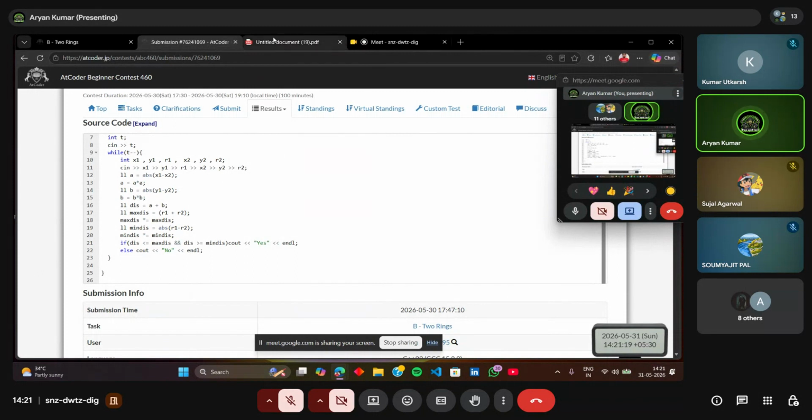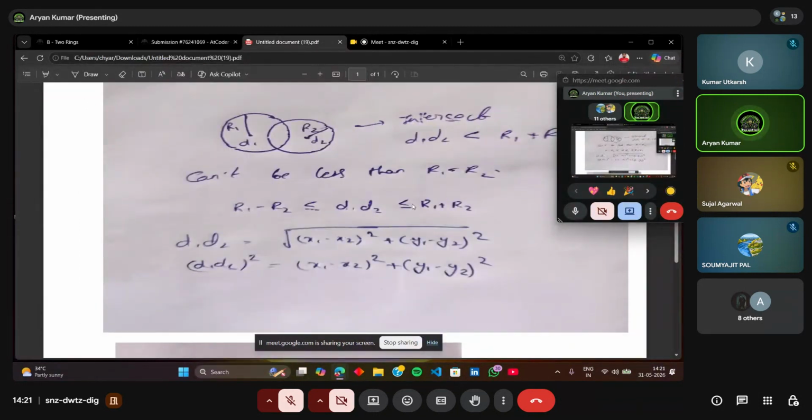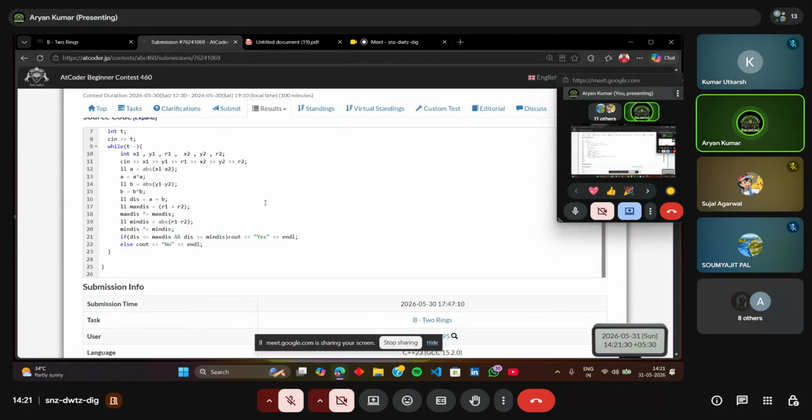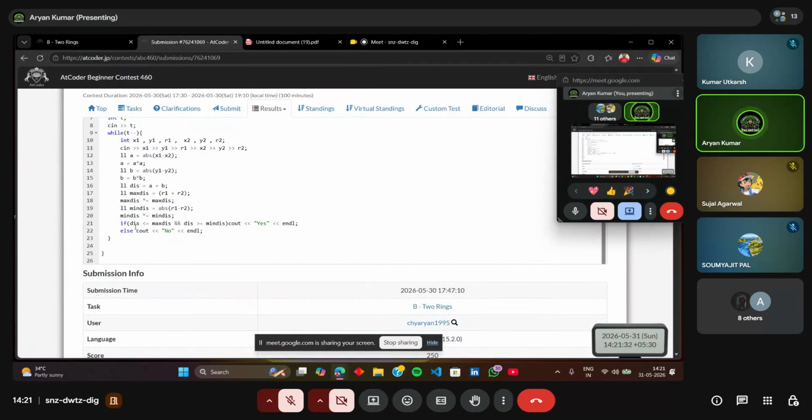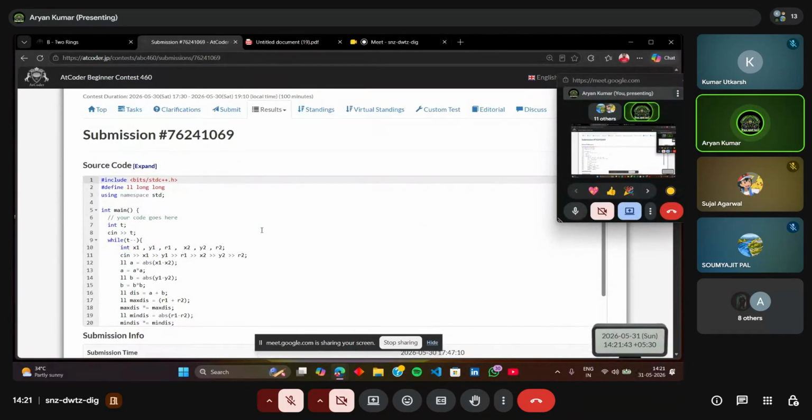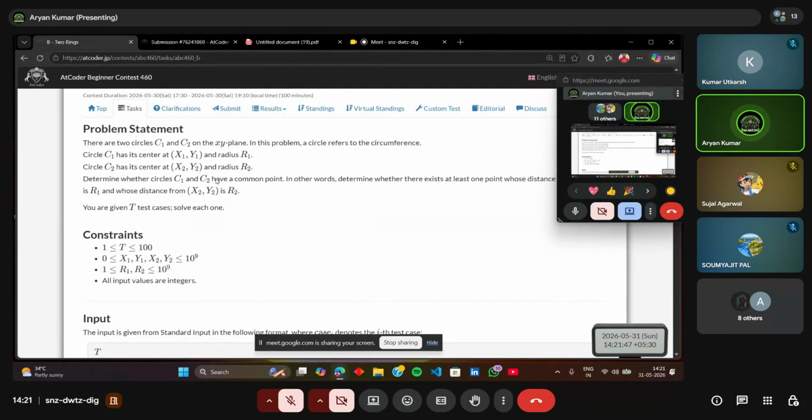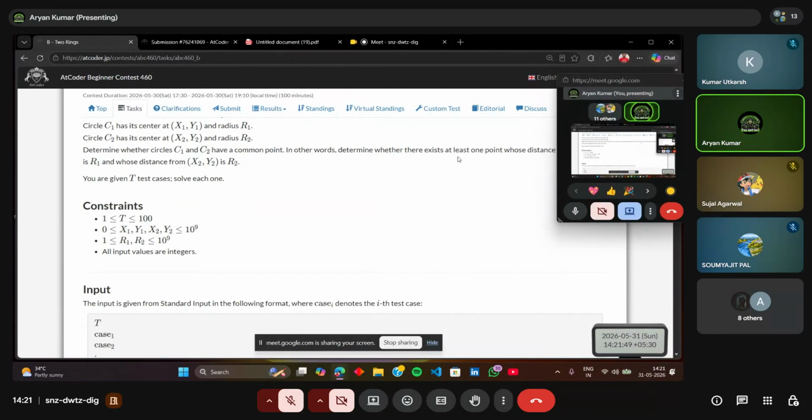Now we will simply check this condition, that if the distance between their centers lies in between these two, then we can say that these two circles will have at least one common point. So this is the simple condition that we are checking, that if distance is less than or equal to max distance and distance is greater than or equal to min distance, then we are printing yes, otherwise we are printing no. So this was all about problem B. That is Two Rings. Is it clear?